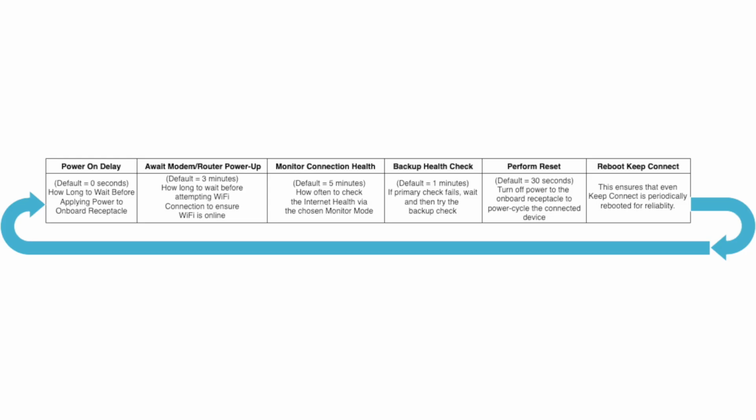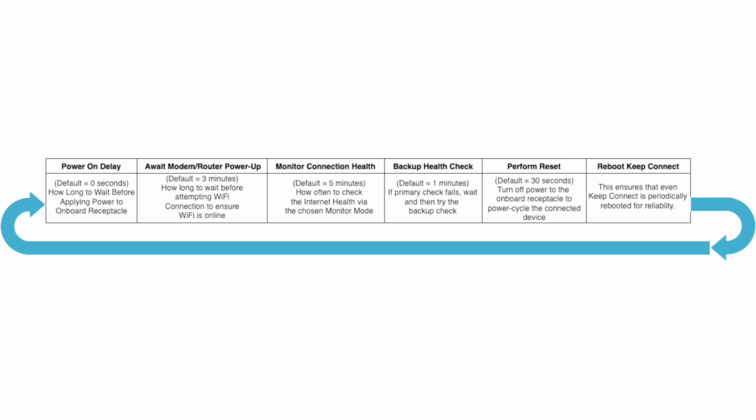So now let's talk a little bit about the timing settings of Keep Connect. Here is a graphic showing how Keep Connect moves through the cycle. You can see at the beginning there's the power on delay. Basically, this is how long after being powered up Keep Connect waits before passing power through to the onboard receptacle. By default, this is 0 seconds, so the receptacle gets power almost immediately after power is applied to Keep Connect from the wall.